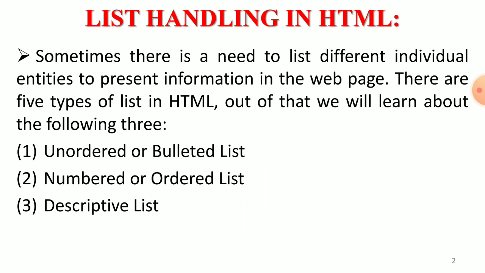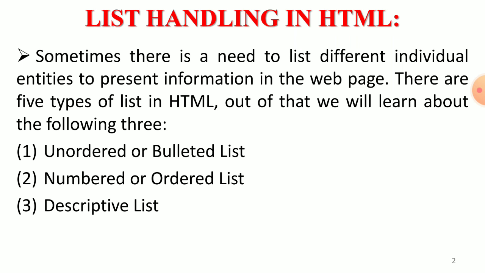Sometimes there is a need to list different individual entities to present information in the web page. There are 5 types of list in HTML. Out of that, we will learn about the following 3. First is an unordered list, second is an ordered list, and third is a descriptive list. First, unordered list, whose other name is a bullet list. Second, number or ordered list, and third is a descriptive list.